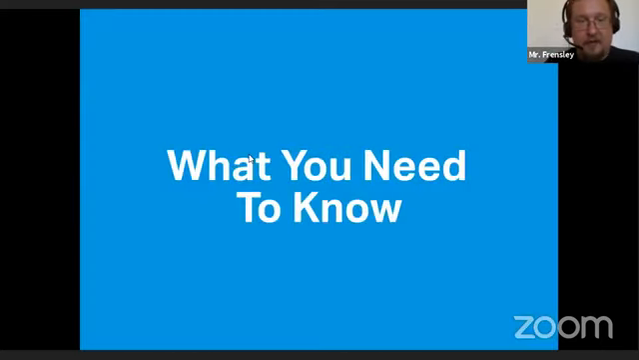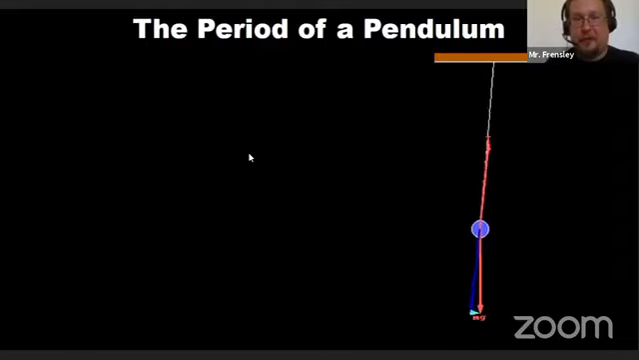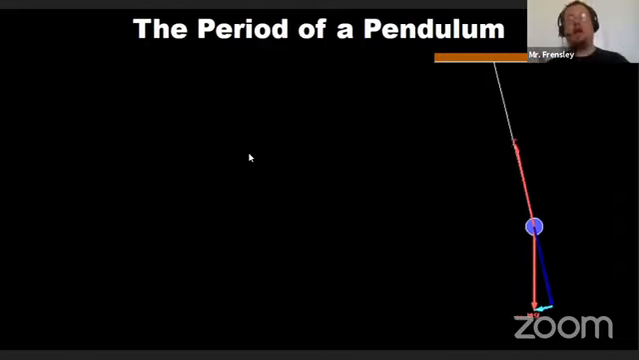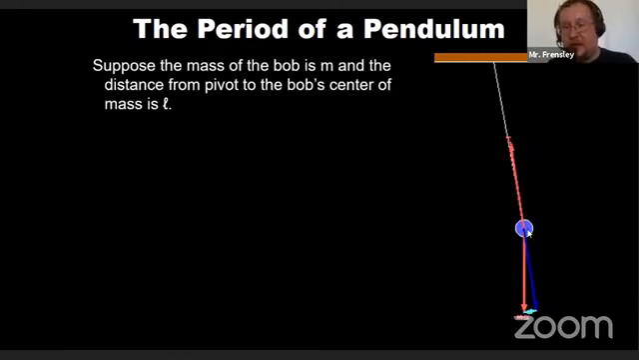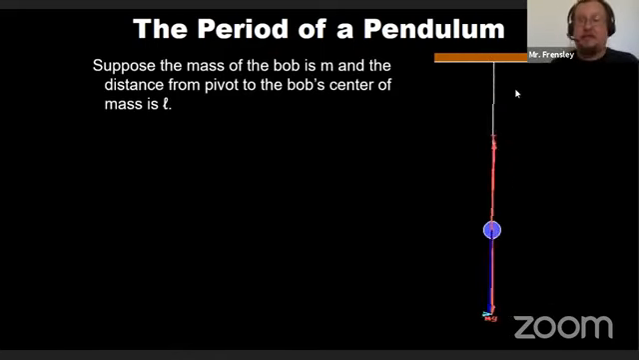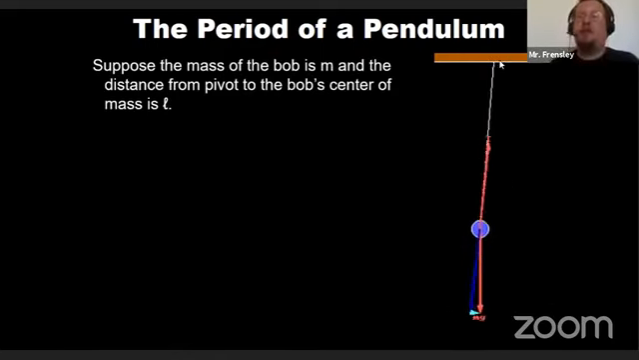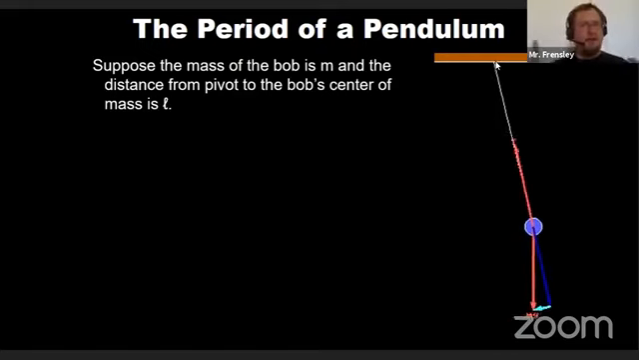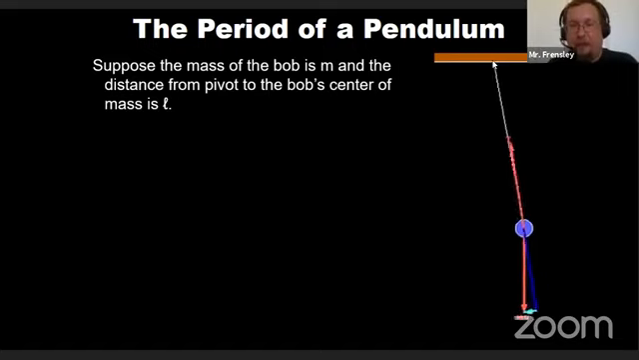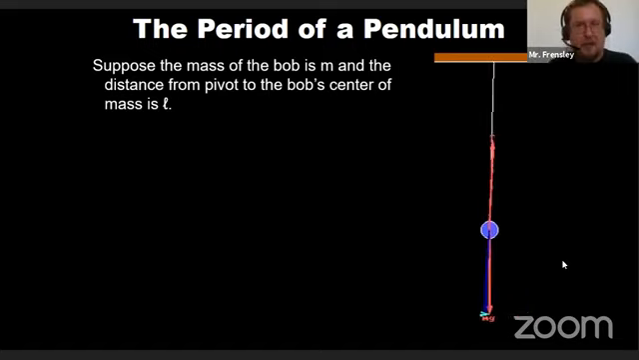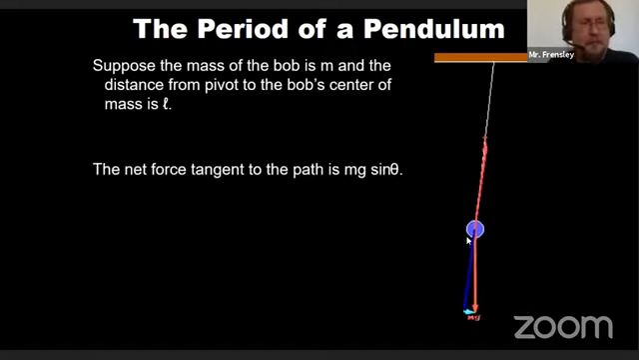All right, now this process becomes a little bit more difficult when we talk about a pendulum. Let me tell you why. So let's have a look at this pendulum situation. I want you to pretend the mass is M and the distance from the center of the bob to the pivot is L. A lot of people think that L is the length of the string. It's actually the distance from this clamp point up here to the center of mass of the bob. That's important to know, okay?